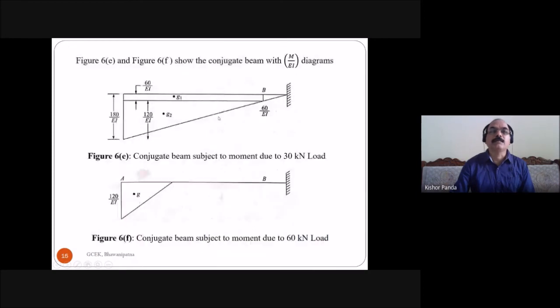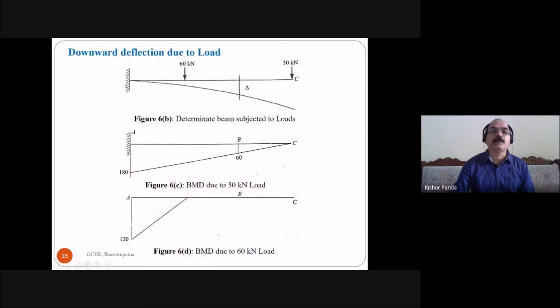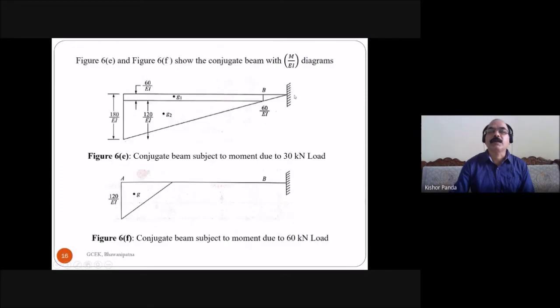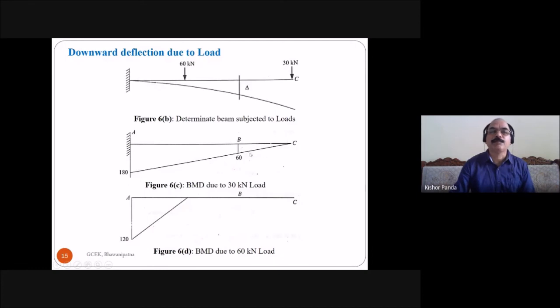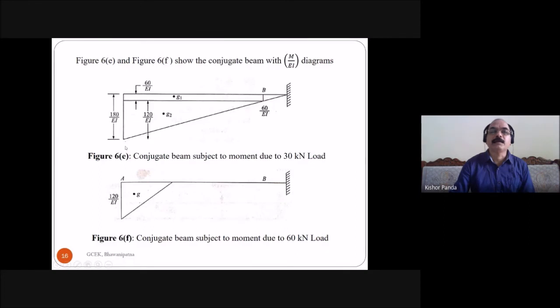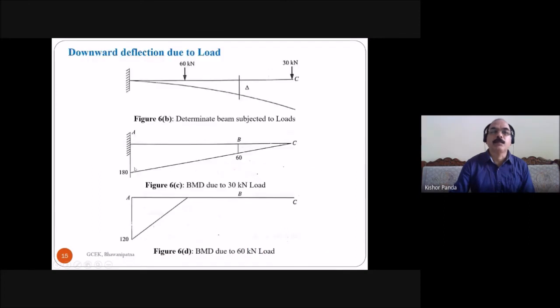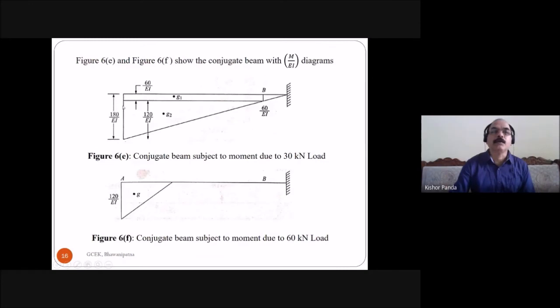In the conjugate beam, you draw the bending moment diagram with 60 and 180, so 60 by EI and 180 by EI. This is the M by EI diagram. This is the conjugate beam subjected to the moment due to the 30 kilonewton load.